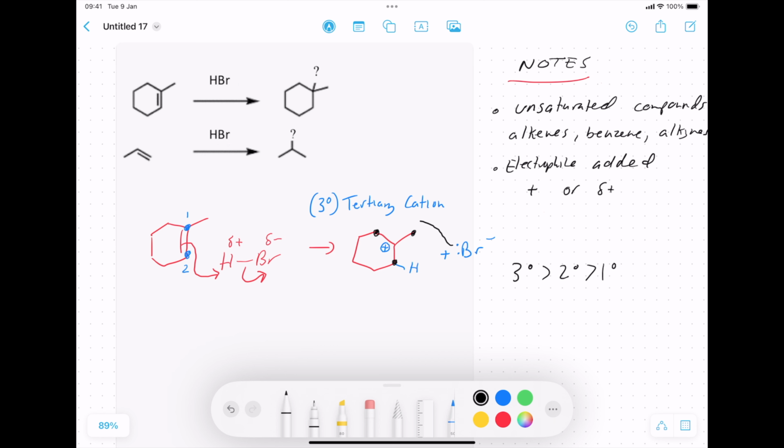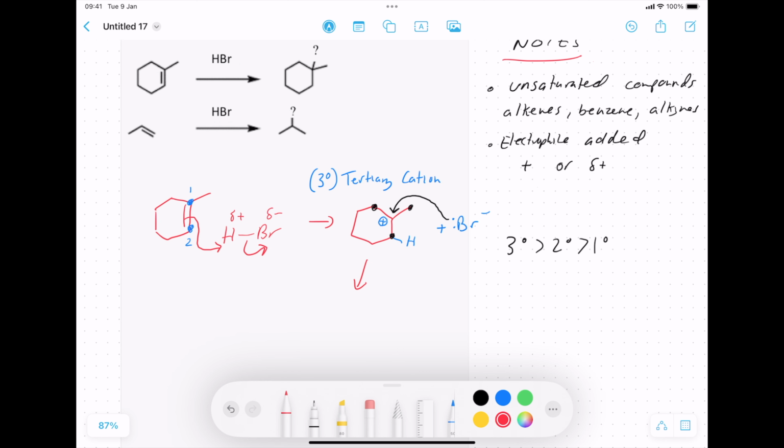So finally then, the lone pair on the bromide ion that's just been generated attacks the positive charge. So it goes this way. And then we finish with the molecule becoming completely bonded again, with that methyl group still attached and the bromine sitting on that carbon. So it's attached to the most substituted carbon.